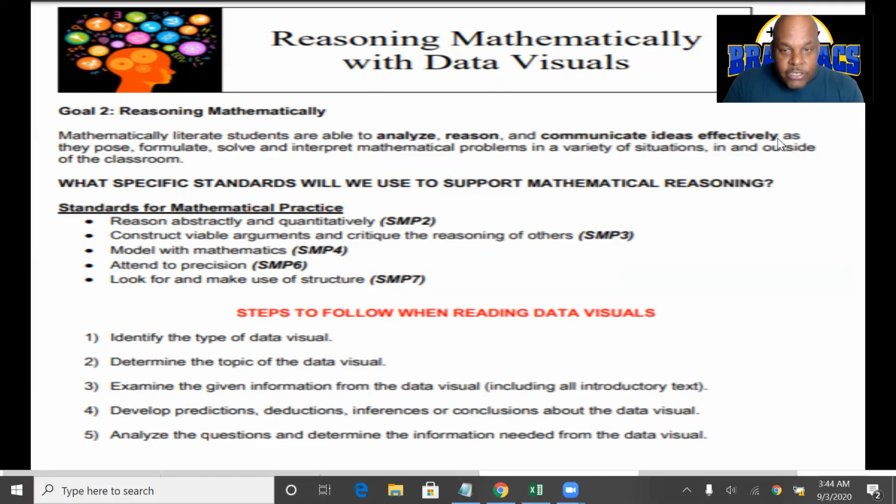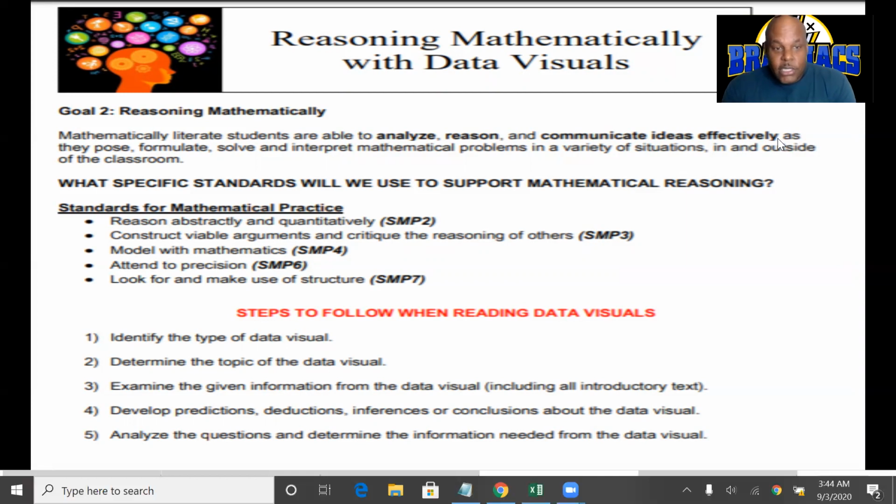Construct viable arguments and critique the reasoning of others. That's math practice number 3. Model with mathematics. That's math practice number 4. Attend to precision. That's number 6. And look for and make use of structure. That's number 7. So the steps to follow in reading data visuals is to identify the type of data visual.